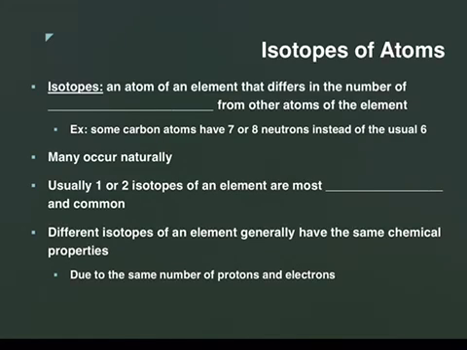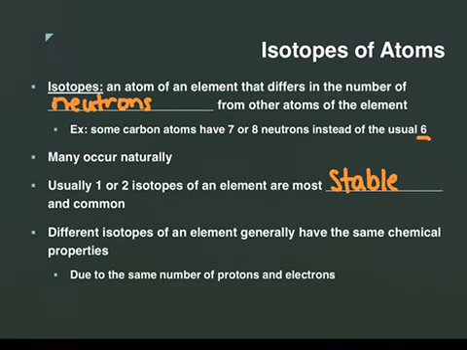Another situation that we could have is called an isotope. This is an atom of an element that has a different number of neutrons from other atoms of that element. So, for example, some carbon atoms have 7 or 8 neutrons instead of the usual 6. So many of these isotopes for different elements occur naturally. And so usually there's 1 or 2 isotopes of an element that are most stable and can be found in nature.